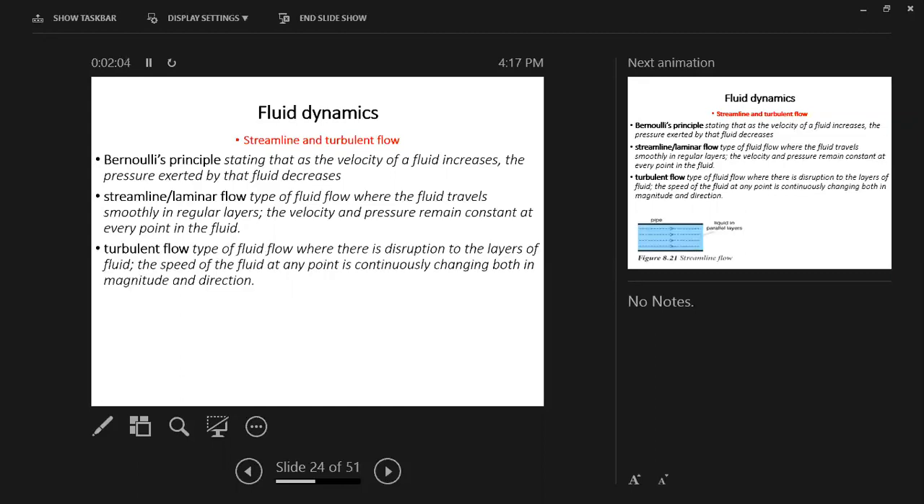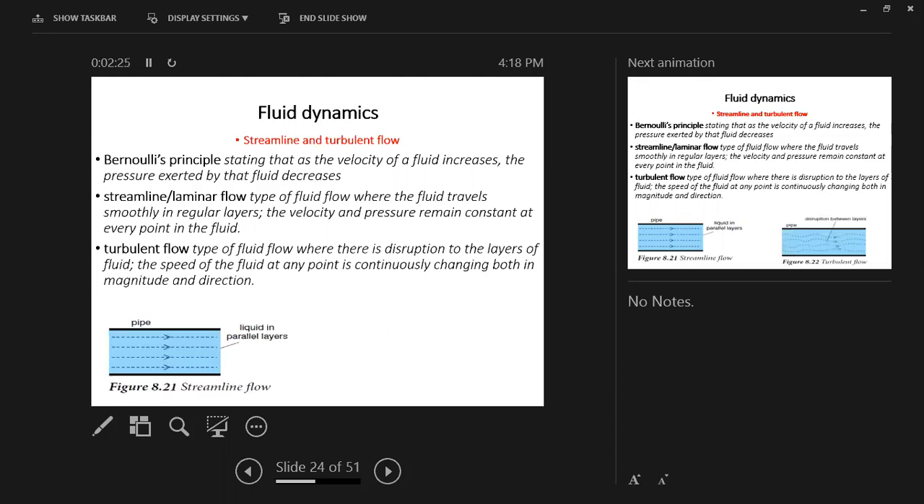In this type of flow, there is a disruption of the layers of the fluid. It can be like, inside of a bowl, for example. When you put water inside of a bowl or a balloon, there is going to be disruption inside of the layer, right? When you touch it. So this is going to be turbulent flow, okay?